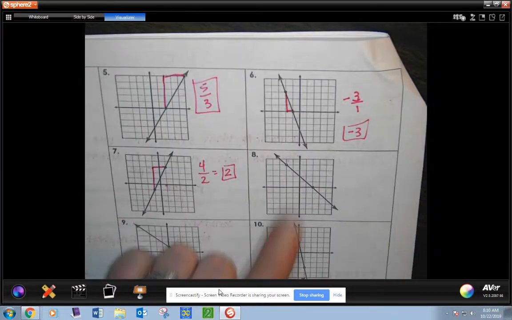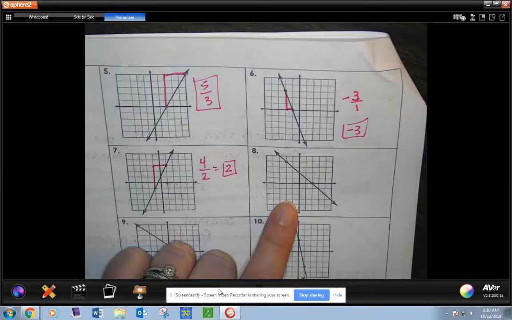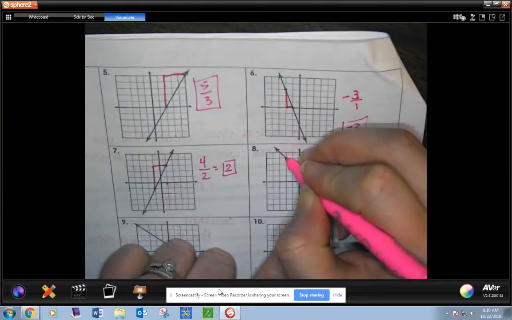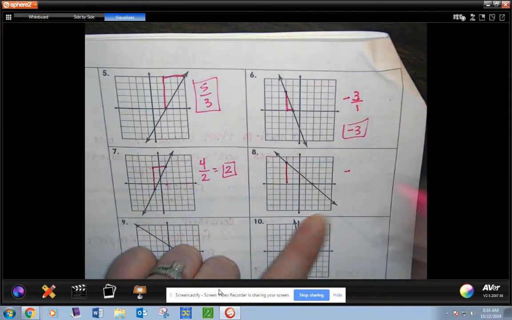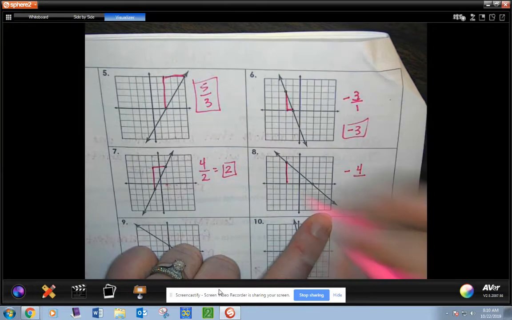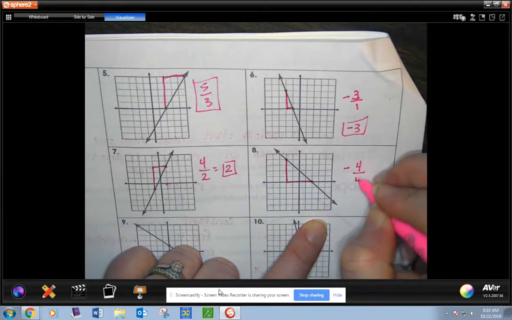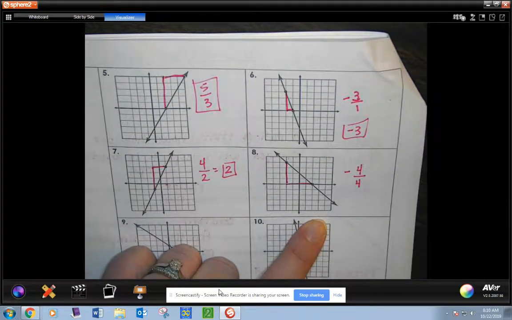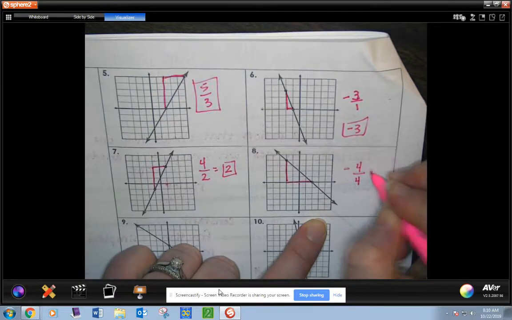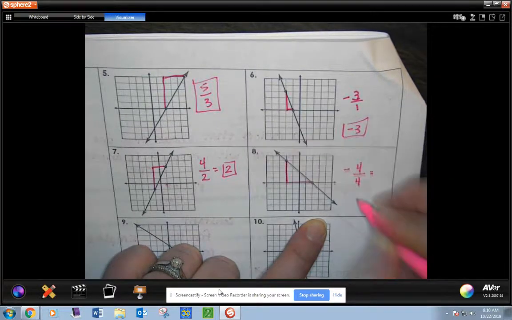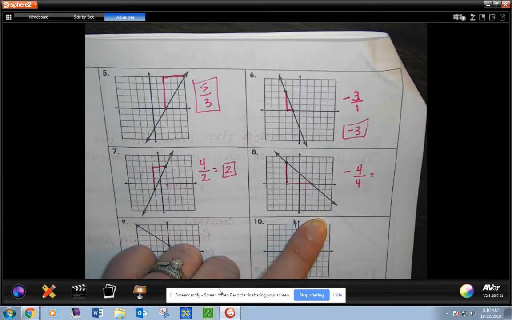Okay, number 8, is it positive or is it negative? Negative, so how many did I drop? 4, how many did I run? 4. Can negative 4/4 simplify? Yes, to what? 1/1, missing something. Negative 1.